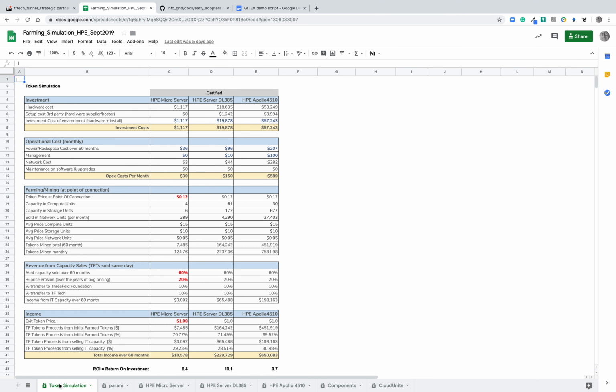So back to token simulation, because this is where it's all about, and this is where you can simulate, let's say, the actual working. And as you recognize, the three tabs that are here, and here, and here, are also represented here. So a microserver is something you would use in the home. A server DL385 is a converged server, which has both compute and storage inside. And then the Apollo has an inclination to be more a storage-oriented server because it's got lots and lots and lots of disks.